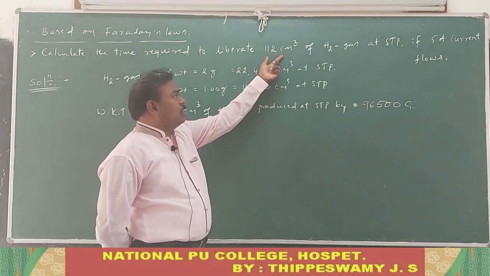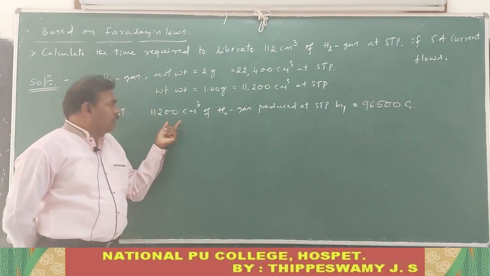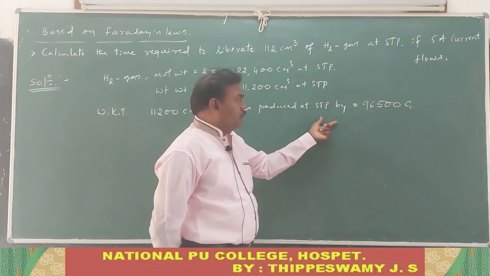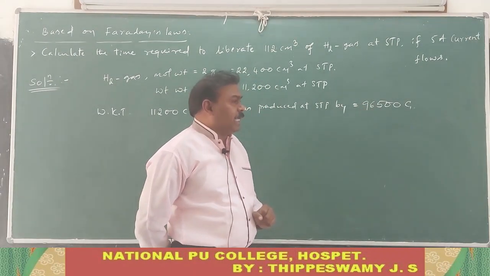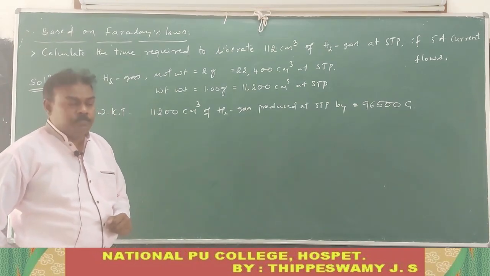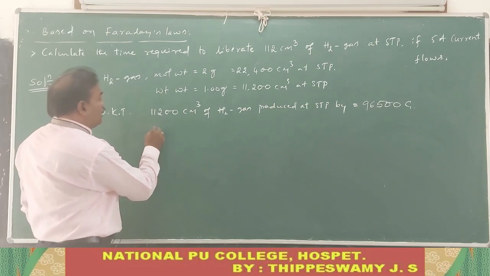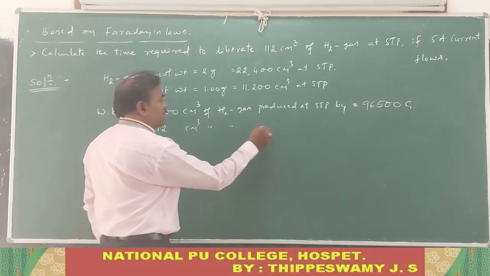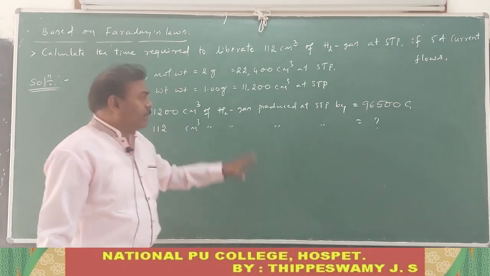What is the volume of hydrogen gas liberated? 112 cm cube only. Accordingly, 11,200 cm cube of hydrogen gas is produced at STP by 96,500 coulombs of electricity. We need to calculate the quantity of electricity, Q. So 112 cm cube of hydrogen gas is produced at STP by how much electricity, we have to find.